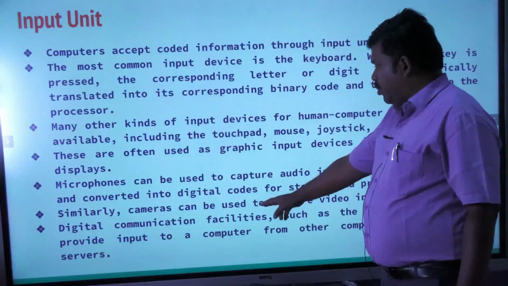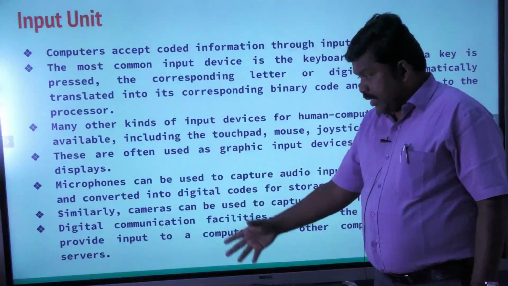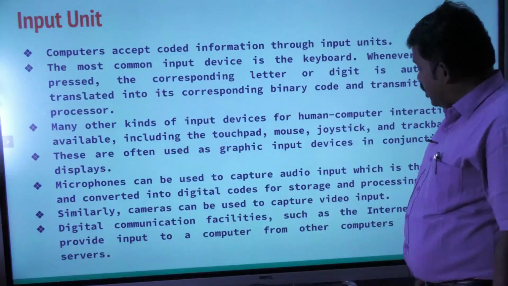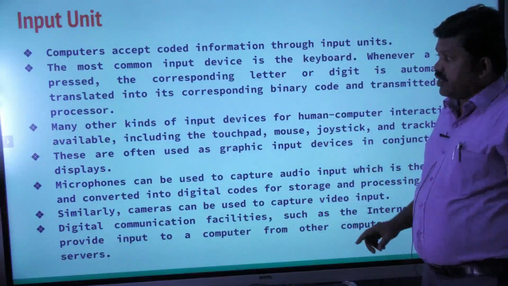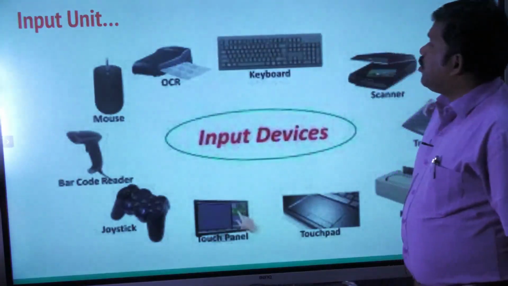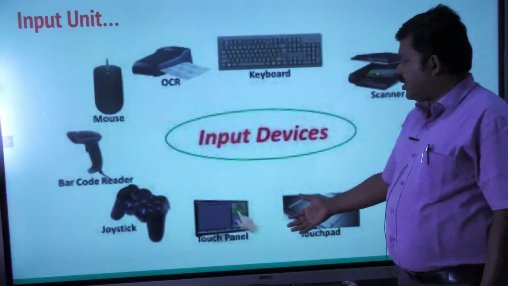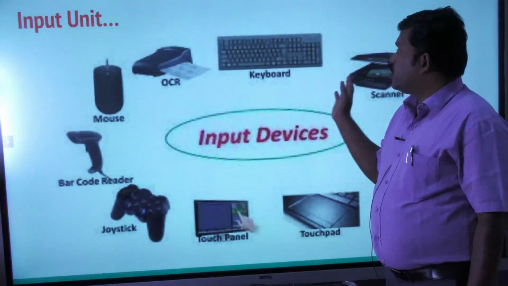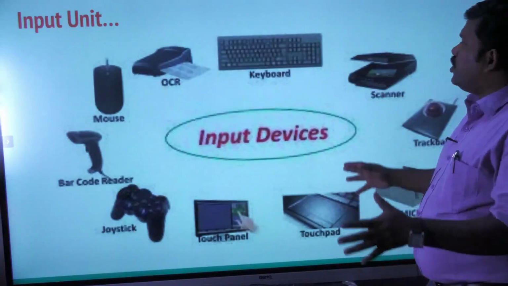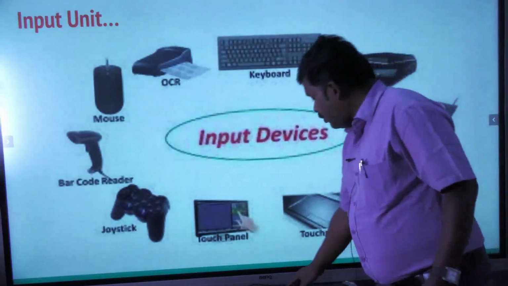Sometimes the cameras available in your system also can be used to capture video inputs. Even digital communication facilities such as the internet can also provide input to the computer from other computers and database servers. So this is a brief theory about input units. Some devices are: mouse, keyboard, scanner, trackball, MICR, touchpad, touch panel, joystick, barcode reader, OCR. All these are sample input devices through which the user can interact with the system, or get work done from the system.